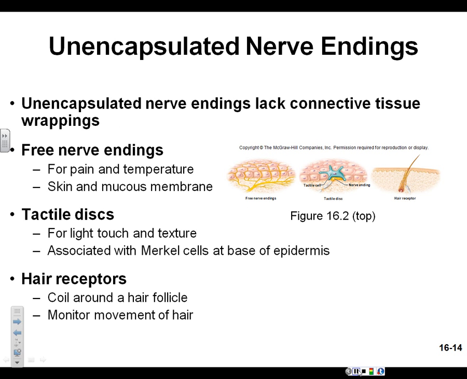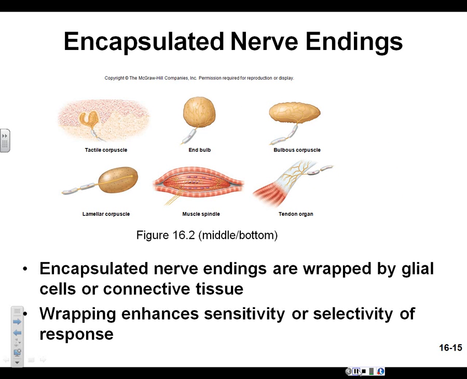Your tactile disc receptors are for light touch and texture, in terms of feeling different types of objects. I can feel an apple, an orange, a baseball, a tennis ball. And then your hair receptors. If you look up here at figure 16.2 at the top, the one on the far right, you can see the hair bulb and the hair shaft that protrudes out through the skin. So they can be coiled around the hair follicles, and they monitor movement on our body.